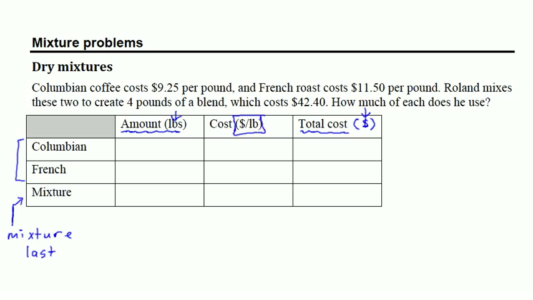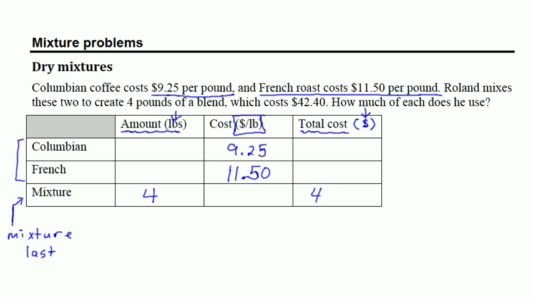So let's go ahead and start filling in the values that we know exactly. Colombian coffee costs $9.25 per pound, so the cost per pound of Colombian is 9.25. French roast costs $11.50 per pound, so the cost per pound of French roast is 11.50. Roland mixes these two to create 4 pounds of a blend. That's the amount of our mixture is 4. And that costs a total of $42.40.